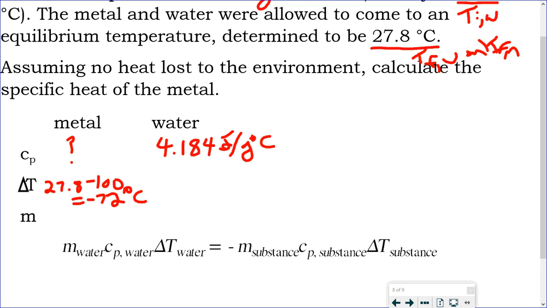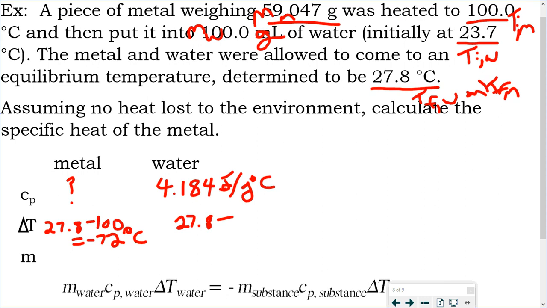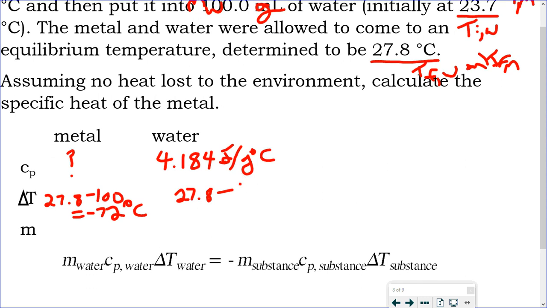The temperature change of the water: the final temperature is 27.8, the initial temperature was 23.7. So the temperature change here should be positive because it's going up, and that should be 4.1 degrees Celsius.